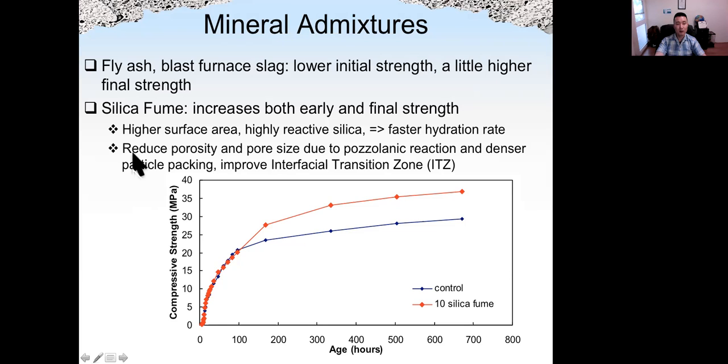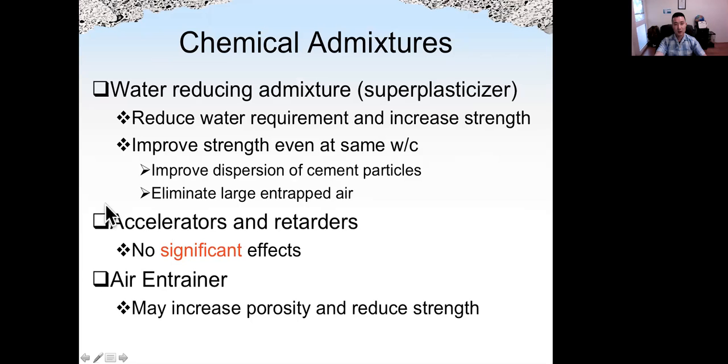And also the smaller particle size will reduce porosity and refine the pore size. That will greatly improve the ITZ, and also due to better particle packing. So silica fume is very, very effective when you want to improve the strength of concrete. So use silica fume in high strength concrete. All right, so again, this is not something new.